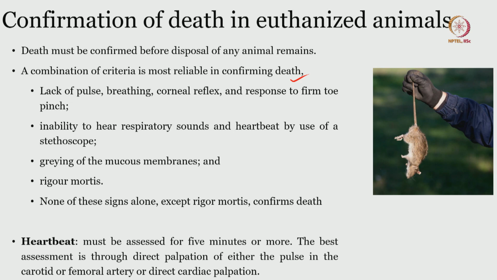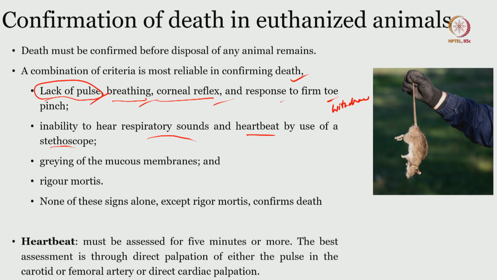And the combination of criteria is what is preferred: lack of pulse, breathing, corneal reflex, and response to the firm toe pinch. As you all know, the toe pinch causes the rat to withdraw, it is called the withdrawal reflex, that should be absent, and of course breathing and the corneal reflex. Corneal reflex is checked by bringing a wisp of cotton onto its cornea, then the rat blinks. That is one way of looking at it. But the breathing and lack of pulse using the vital monitoring system is a very good method of confirming the death. And a stethoscope, hearing the respiratory sounds and heartbeat, is another luxury that you can add if you have the facility.